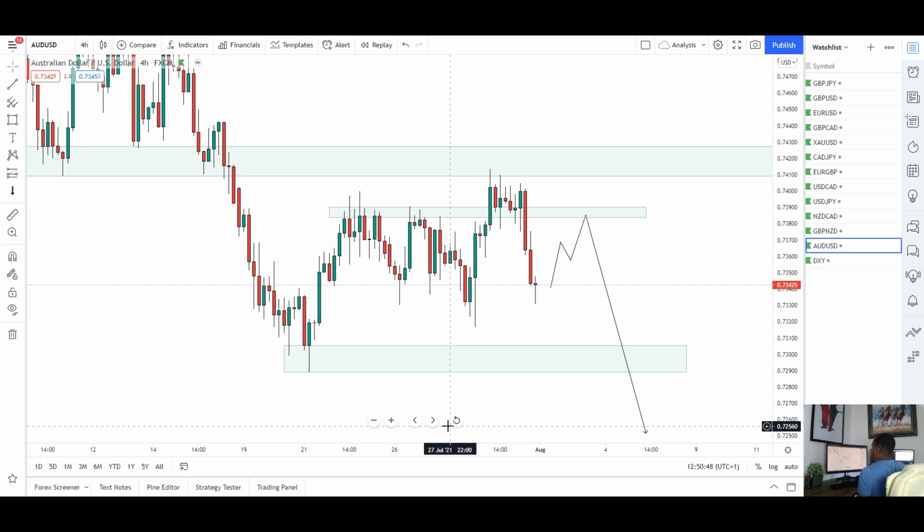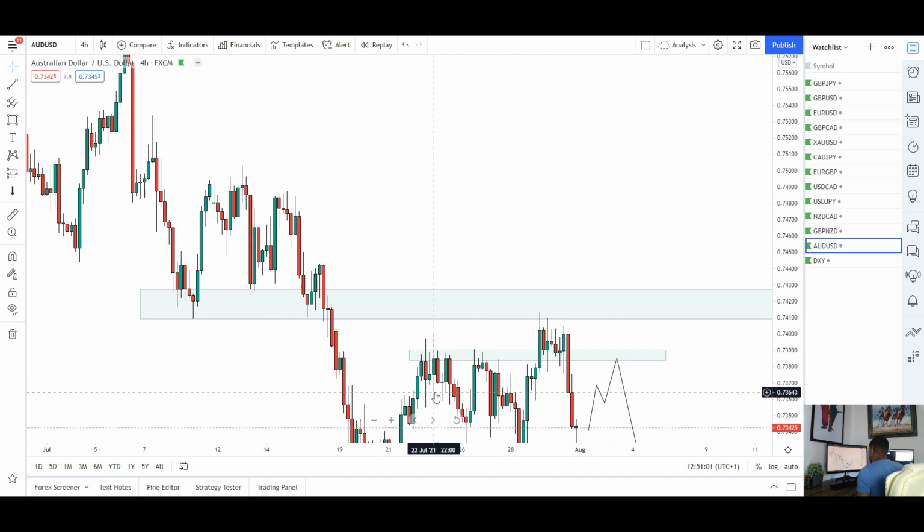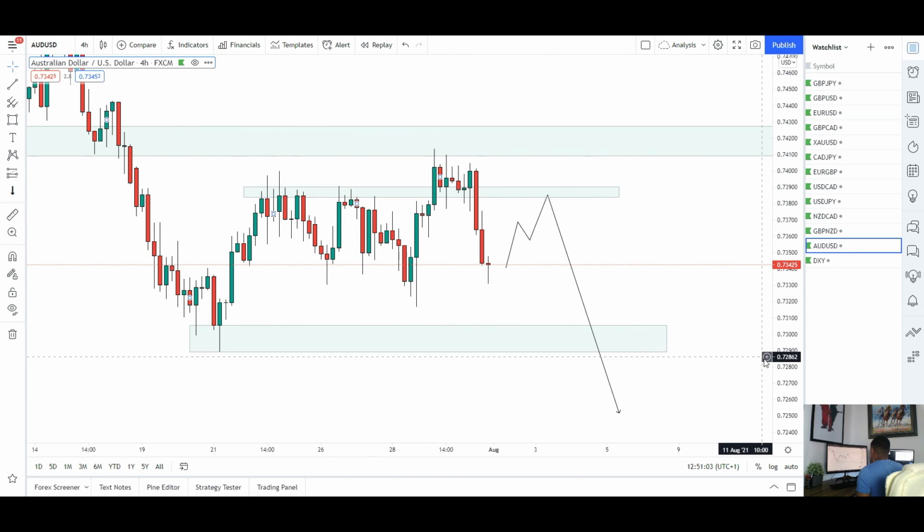So overall, AUD/USD is still looking bearish. I'm still expecting more downside for this pair. First, I want to see that retracement happen and look for those selling opportunities. I'm not really interested in buying opportunities. Maybe if we do break through this barrier here, then I might look for some buying opportunities, but for now we're still firmly below it.